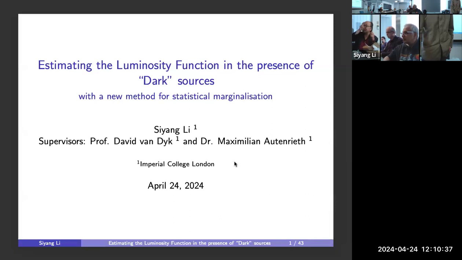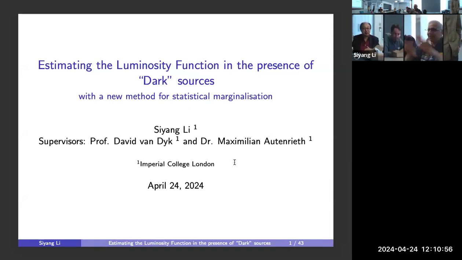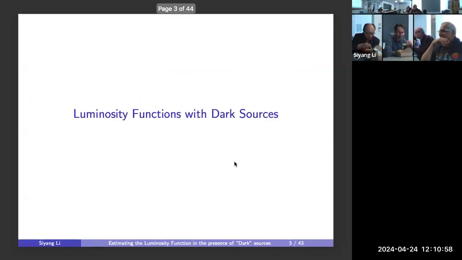Why is dark in quotes? Is that not really dark, or you just don't know? Well, we don't know whether or not they are really dark, but as far as we can see there's no signal that we receive from them. Is it related to dark energy? No. They're truly dark. We can't see them. But you know they exist. Yes, we know they exist.